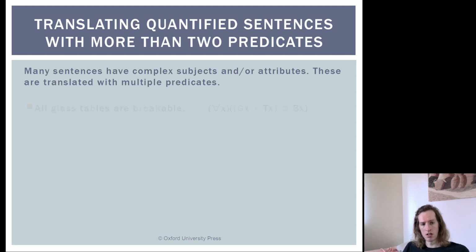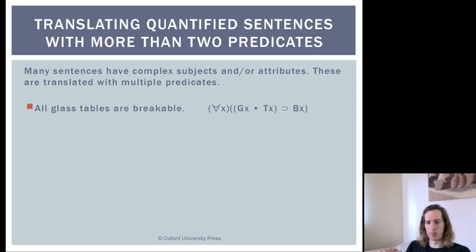All right, so many sentences have complex subjects and or attributes, so these are translated with multiple predicates. So all glass tables are breakable, we could express in this way. For all x's, if x is glass and x is a table, then it has the property of being breakable. So if we want to say all glass tables are breakable, we're saying that, okay, everything that is both glass and a table that counts as a glass table has this property of being breakable. So we know if it is glass and it's a table, then it is breakable. So we could express it like this. For all x's, Gx and Tx, if Gx and Tx, then Bx.